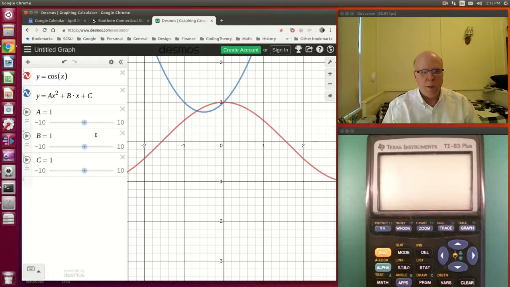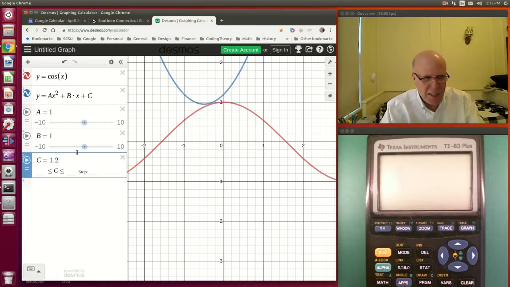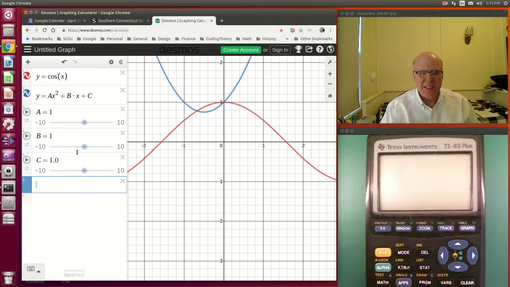Now, what did we know before? C is 1. Oh, perfect. C is already 1. Now I moved it and it's no longer 1. Let me just type that it's 1. C is 1. That's where you pass through the y-axis. That's your y-intercept. I believe we had decided that b had to be 0.